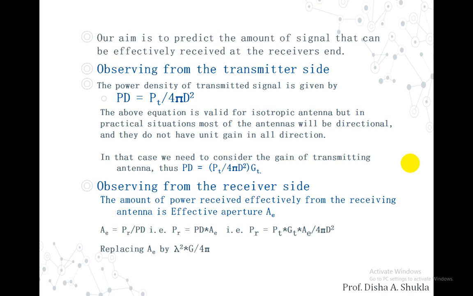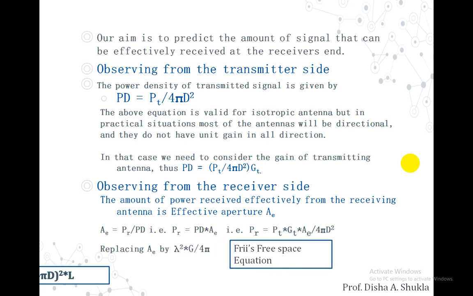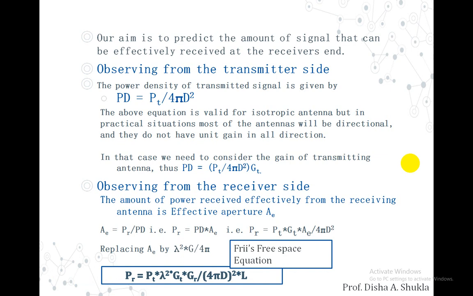So now PR is equal to, substituting the value of PD, PT into GT into AE divided by 4 pi d square. And again by replacing AE by lambda square into G, where G is the gain, divided by 4 pi, we get the further equation called the free space equation. It is used to predict the amount of signal that can be effectively received at the receiver's end.